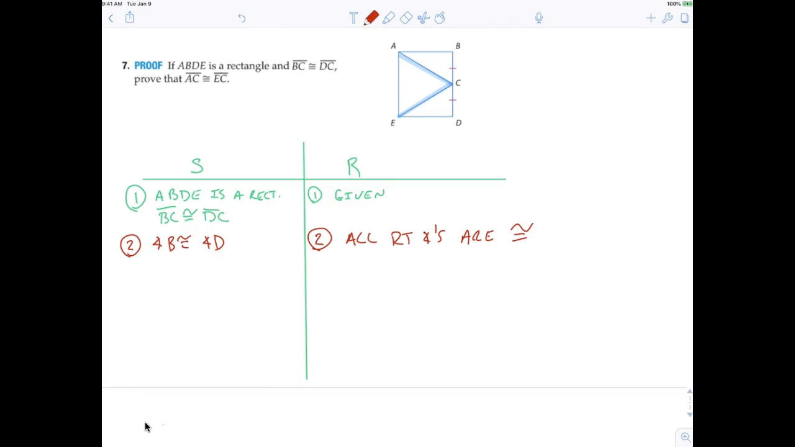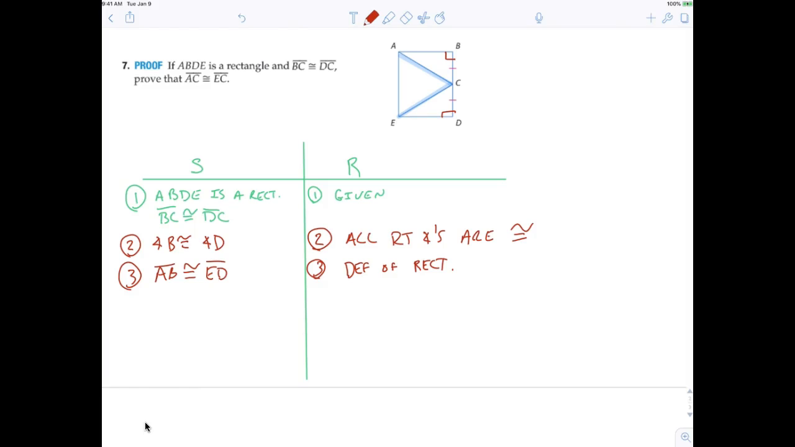All right. So we can mark those right angles. And then the other thing he said was that AB is congruent to what? ED. Again, why is that? That's the definition of a what? A rectangle. Definition of a rectangle. All right. The definition of a rectangle states that opposite sides are congruent. The angles are 90 degrees.